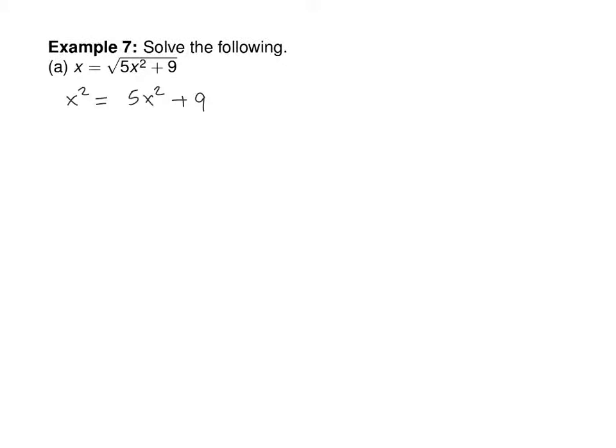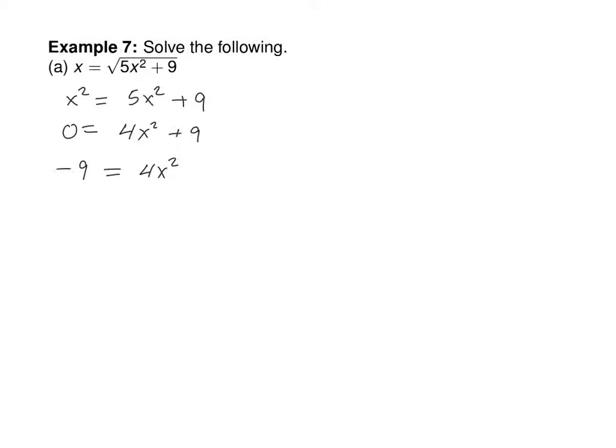So, okay, well, what do you think? So sure, subtract x squared. 0 equals 4x squared plus 9. What else could we do? Minus the 9? What do you think? Okay, negative 9, or the 4x squared, either one. So negative 9 equals 4x squared.